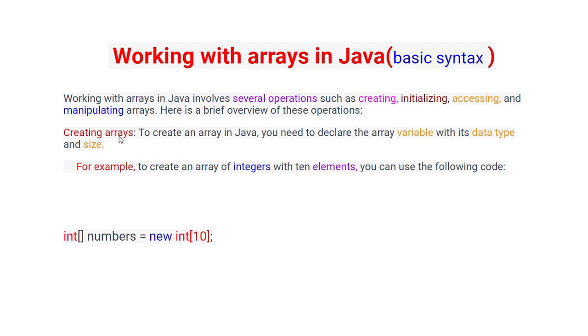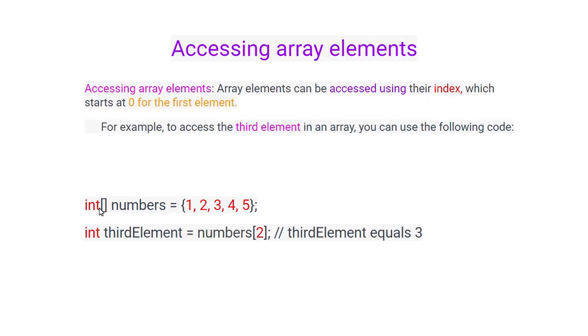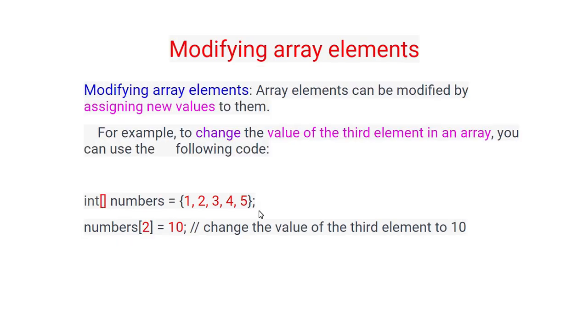Creating an array, you already know how to create an array. This is the way: int numbers equal to new int, which is the 10 variables. Initializing the array, just go with the slide and you can understand what initialization is and how we can initialize an object. This is accessing an array: through the array reference or the index value we have, we can access a particular element. And modifying an array is putting another value at a particular index number.